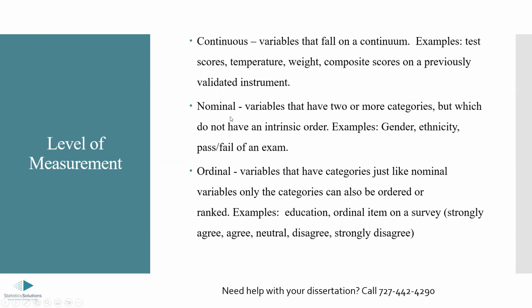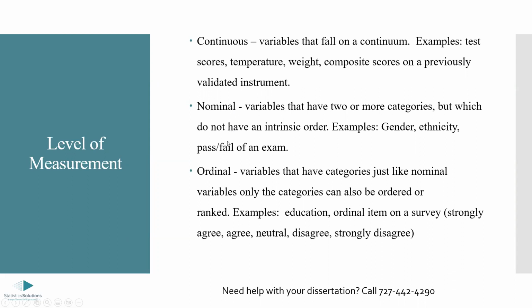Nominal items or nominal variables have distinct categories or discrete categories. Examples of this include gender, ethnicity, or passing and failing of an exam. So if you use the actual score on a test score, that is continuous.